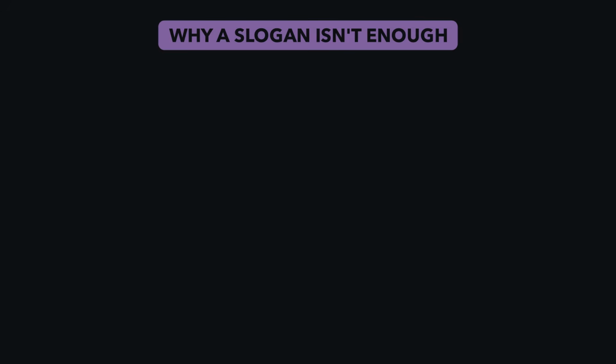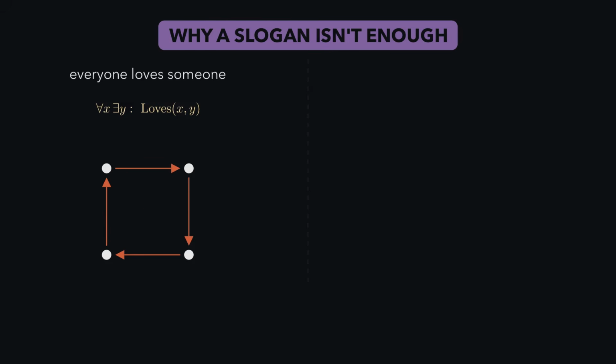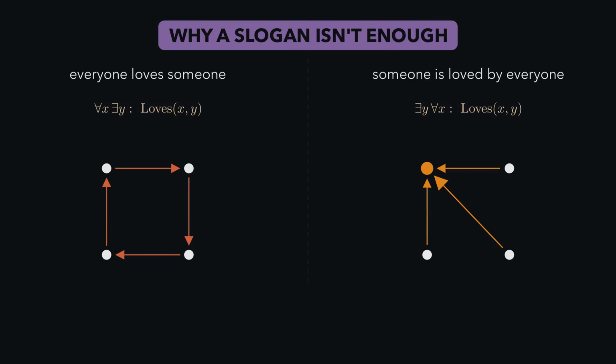But in reality, a slogan is just a compression. To see why that can be dangerous, look at a simpler analogy where two sentences sound almost the same, but mean totally different things. Here's the first sentence. Everyone loves somebody. For every person, they love at least one other person. Now, if you swap the order of the two quantifiers, it becomes, somebody is loved by everybody. These are almost the same words and almost the same slogan, but a completely different claim altogether.